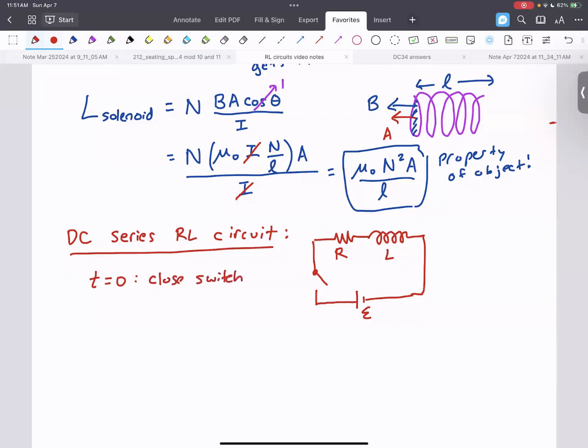And then that's going to have the source of EMF create that potential drop across the R and L. And we're going to see what happens in this scenario. And so this is going to be what I call the current rising phase. So current rising.